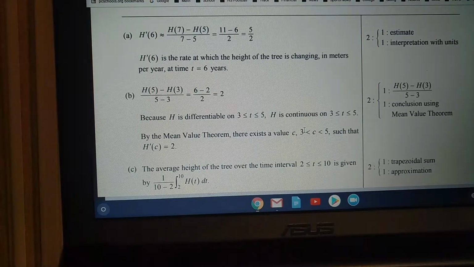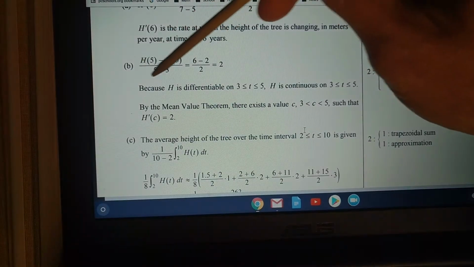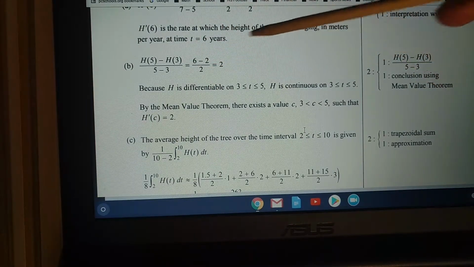For part B, we're checking on our MVT. Notice we need a difference quotient again. So 1 point for our difference quotient. It's a different one than the previous one. And our difference quotient is equal to 2.